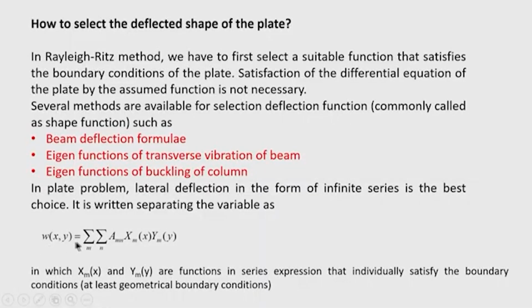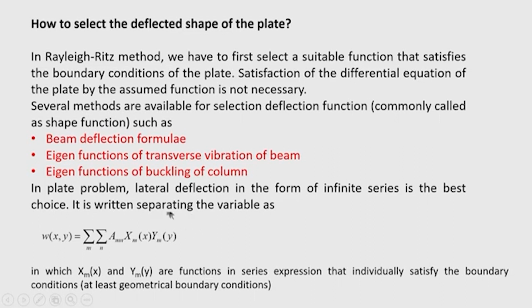So, what is seen here is that the deflection function w x y can be written by separating the variables, that is, capital X m is a function of x, capital Y n is a function of y, and then a m n is the constant associated with the product of these two functions. So, this is one method that can guide the analyst to choose the shape function or the deflected surface of the plate to be applied in the Rayleigh-Ritz method.